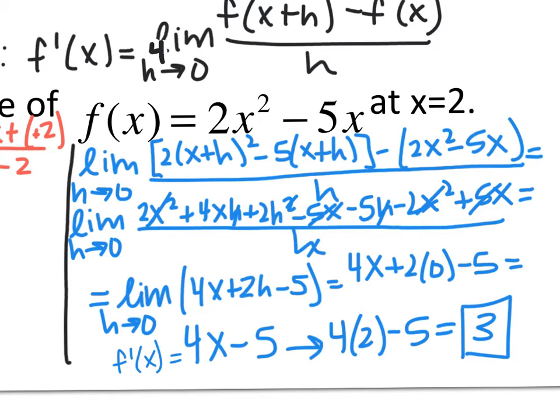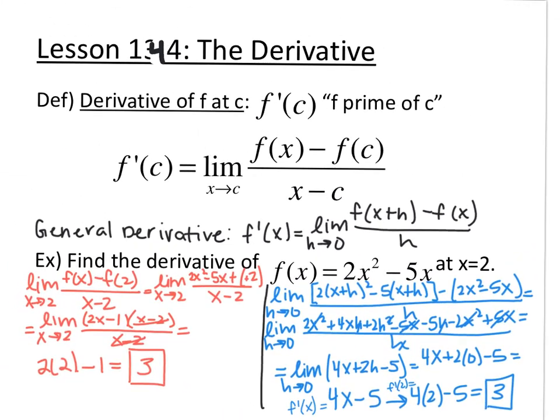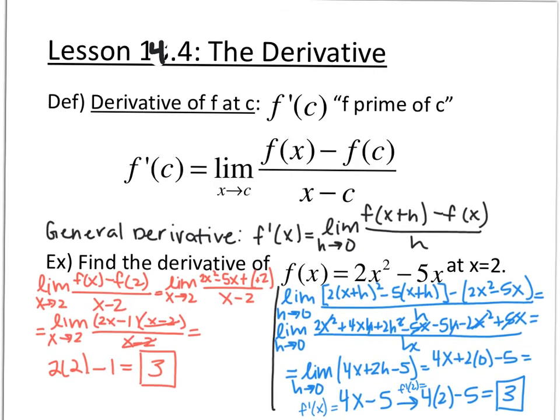Now if we want the derivative at 2, you just plug in a 2 for x, and you end up with the same answer, a positive 3. So both of these are correct answers. Both of these are correct ways to do it. It just depends on which way you prefer.